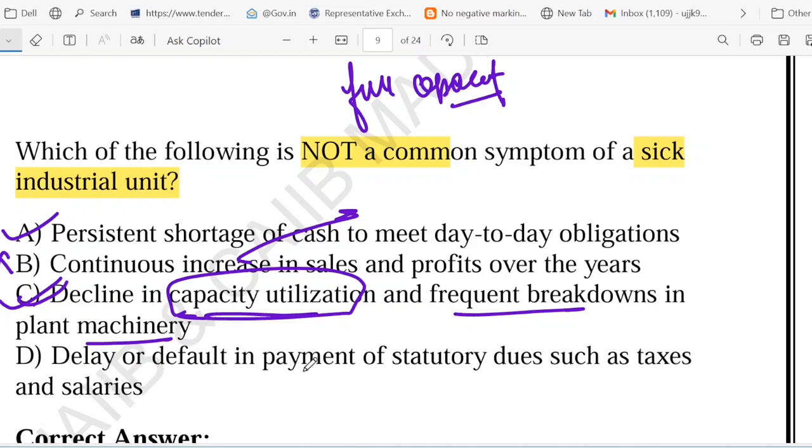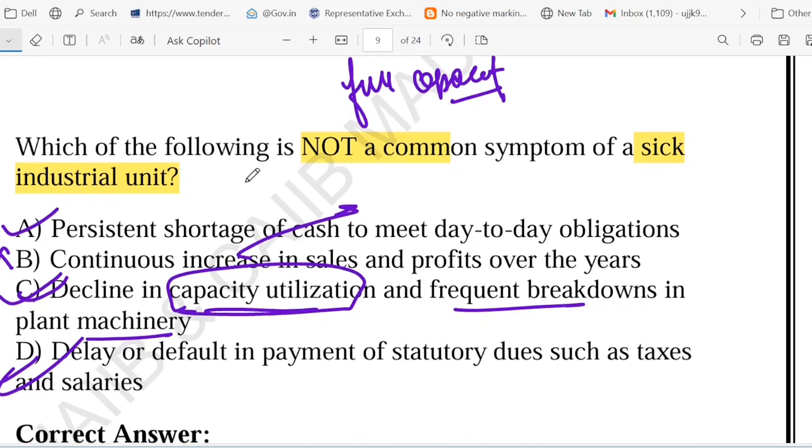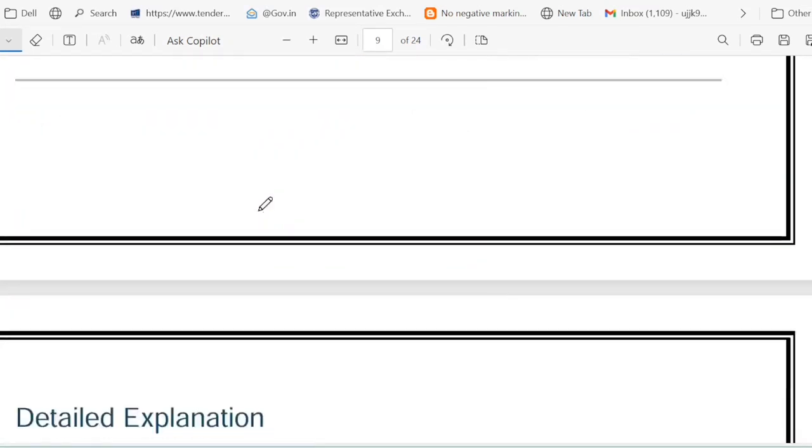Option D says delays or default in payment of statutory dues such as tax and salary. Yes, this is also another symptom of sickness. A healthy unit pays salary, provident fund, and taxes on time. If payments are delayed again and again, it means the company is struggling with finances. Right. So we have discussed some symptoms of sickness. Option B is the correct one.